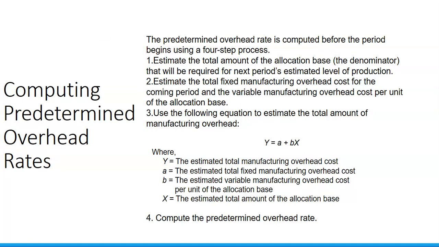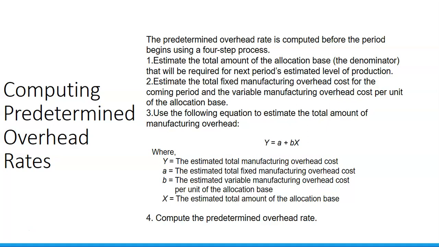We create the predetermined overhead rate before any period begins. Normally, this rate is determined once per year as part of the budgeting process. So we estimate the total number of the allocation base. If we're using direct labor hours, then we're going to estimate how many direct labor hours we need for the year. This is actually one of the things we're going to be doing in the budgeting chapter when we calculate how many labor hours we need based on our production estimate.